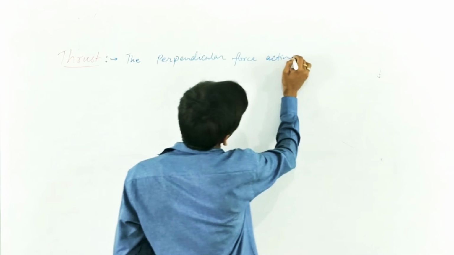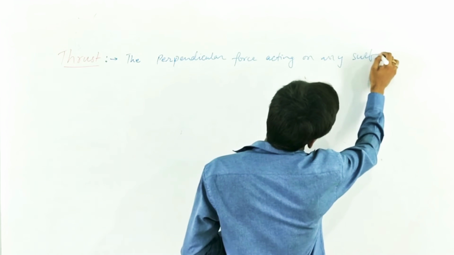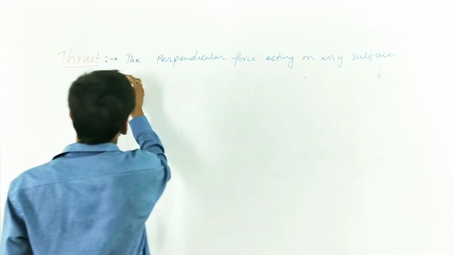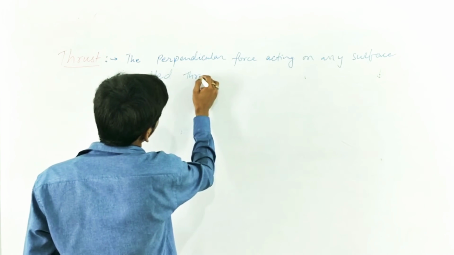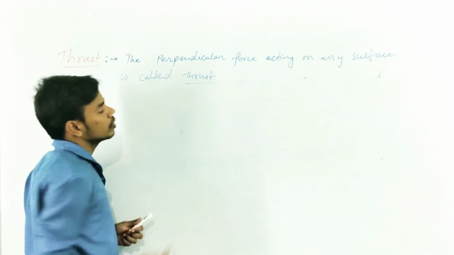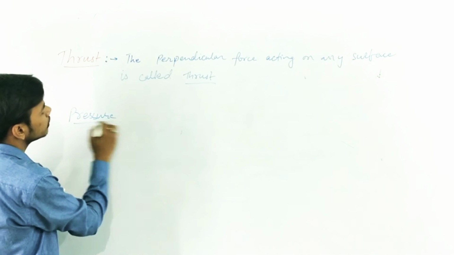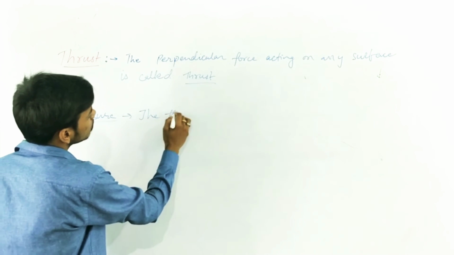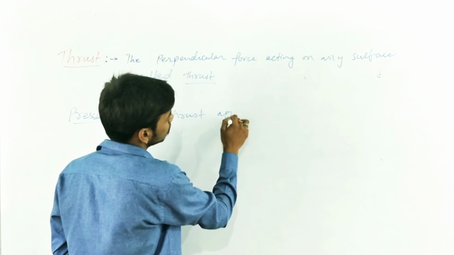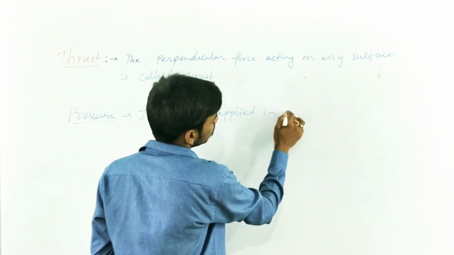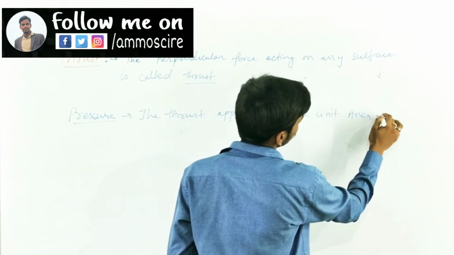acting on any surface is called thrust. Okay guys, sometimes it can also be written like this: if you are going to define pressure in the form of thrust, then it is written as the thrust applied per unit area is called pressure.